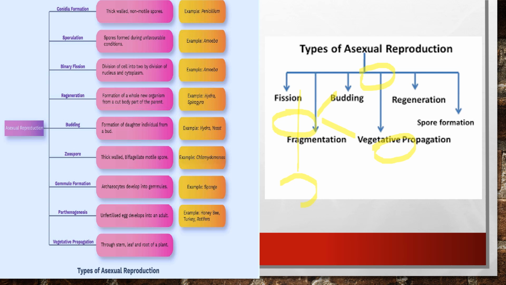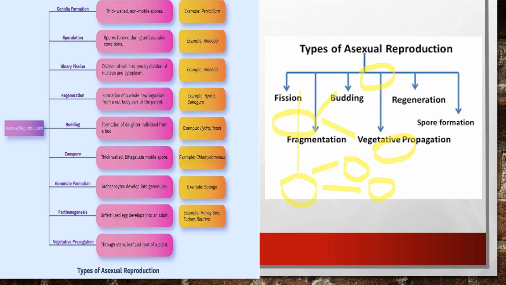But sometimes their cell divides into many cells. From one cell, many cells are formed. That condition is called multiple fission. So basically, in fission, from one parent cell, many cells are formed in the process of multiple fission. When two cells are formed, it is called binary fission.